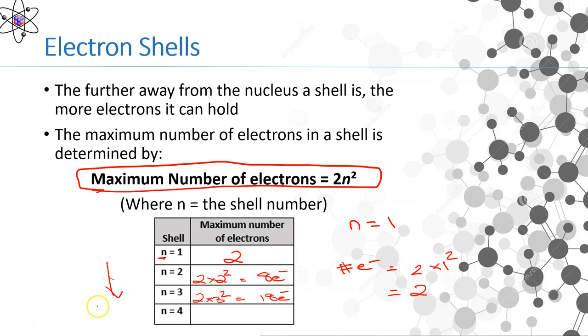Okay, and this goes all the way up to we can have 7 shells. Okay, so n equals 4, just using that formula again. 2n squared is going to equal 2 times 4 squared. 4 squared is 16, so this is going to be 32 electrons. Okay, so this formula, you should make sure you write in your notes, because that allows us to work out from whatever number the shell is, how many electrons can be held in that shell.